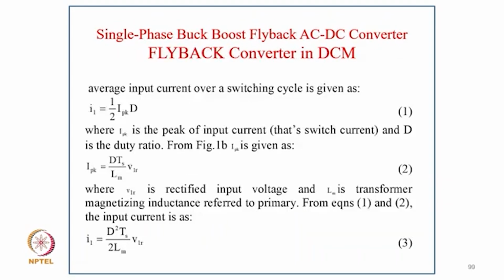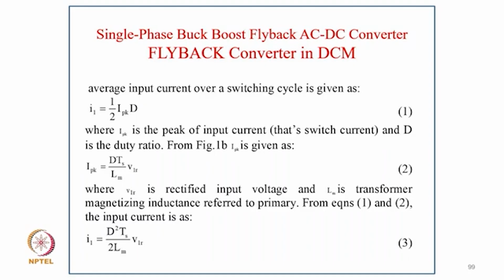Of course, coming to the design equations in DCM, the average input current over a switching cycle is I1, that is half I peak times d, where I peak is the peak input current, that is the switch current, and d is the duty cycle. And from this figure, I peak equals dTs upon Lm into V1R, where V1R is the rectified voltage from the diode rectifier, or input voltage of this flyback converter, and Lm is the transformer magnetizing inductance referred to primary.